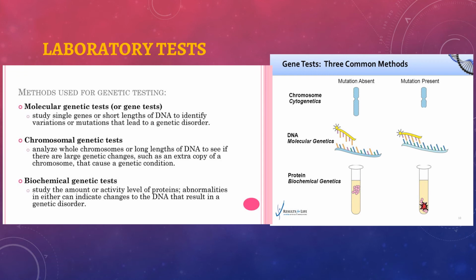Next is the biochemical genetic test. The biochemical genetic test studies the amount or activity level of proteins. Abnormalities in either can indicate changes to the DNA that result in a genetic disorder. So biochemical genetics basically studies the amount or the activity level of the proteins. So this is a gene with no errors or no changes. And in this picture here, this is a change in the proteins, or the amount or the level of proteins.